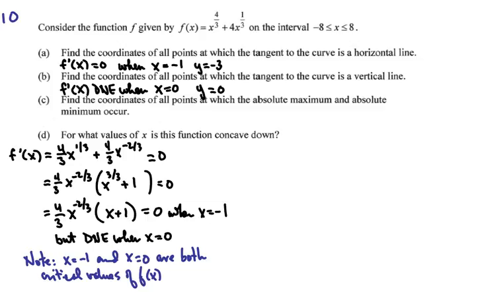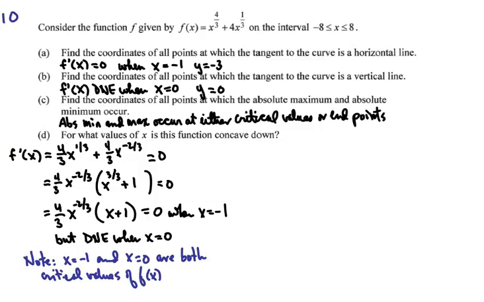We're looking for the absolute max and absolute min, or where they occur. We know that the absolute min and max will always occur at either critical values or endpoints. We have the two critical values, x is negative 1 and x is 0, and the endpoints would be x is negative 8 and x equals 8. So we need to evaluate the original function at each of those points. The telltale signs are that you're asked for absolute min and max, you're given a continuous function on a closed interval, and we already know f of negative 1 is negative 3, and f of 0 is 0.